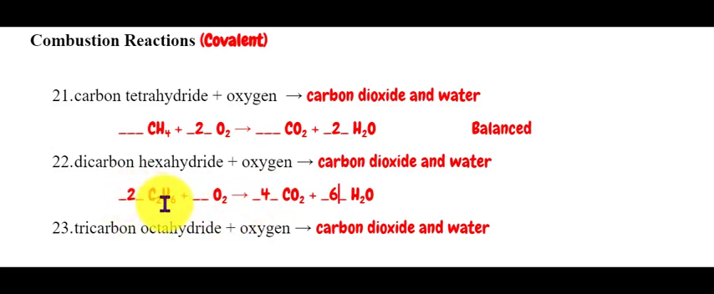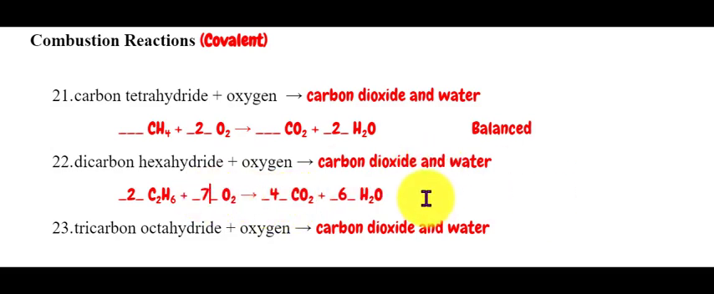So there's 4 carbons on the left, there's 4 carbons on the right. There's 12 hydrogens on the left, there's 12 hydrogens on the right. There's 2 oxygens so far. There's 6 plus 8 is 14, so 7. And now this is balanced.